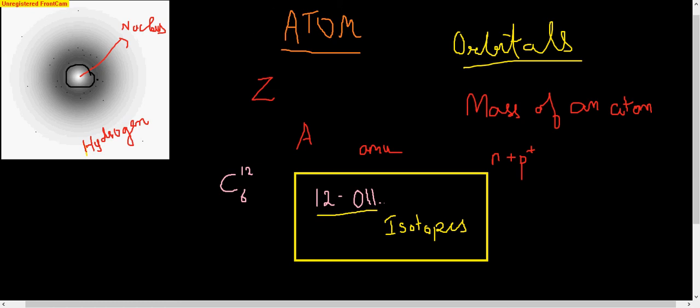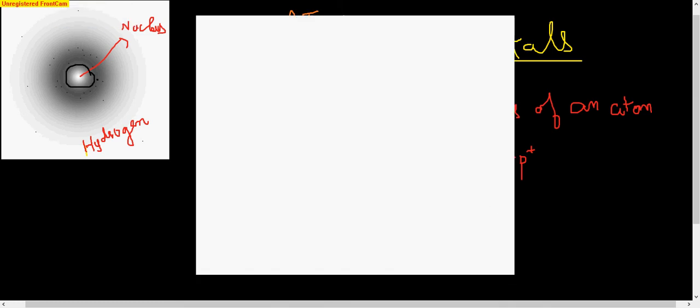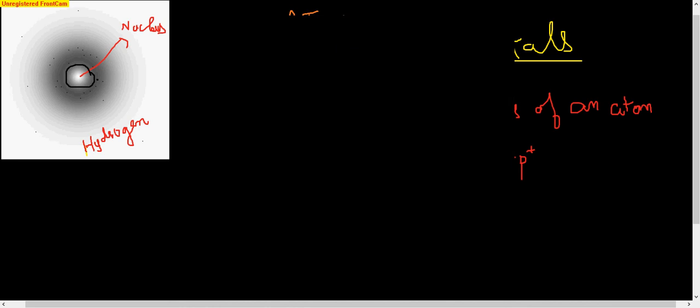I need to clear this. How will I clear this? I'll paint it black. Yes, this one also.